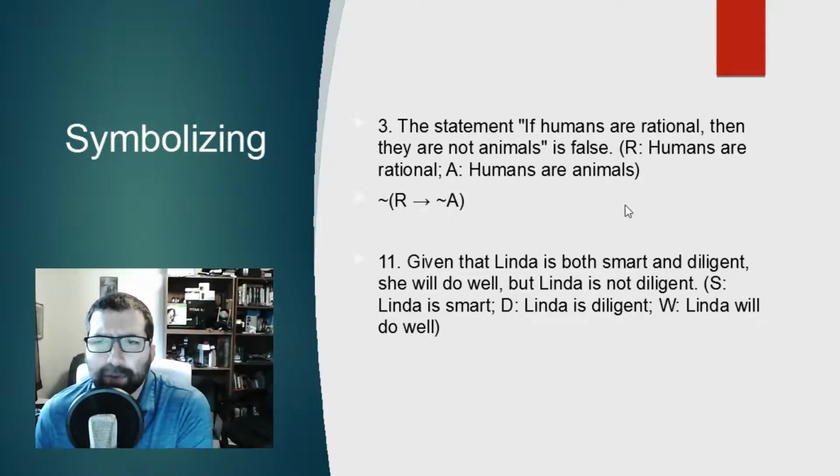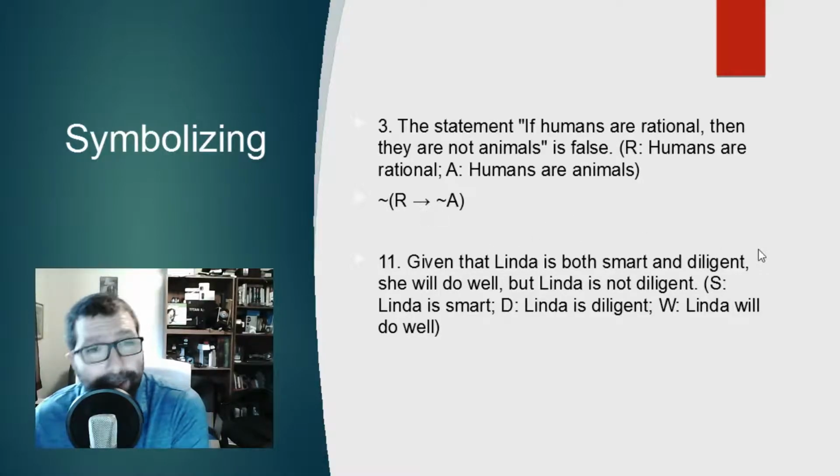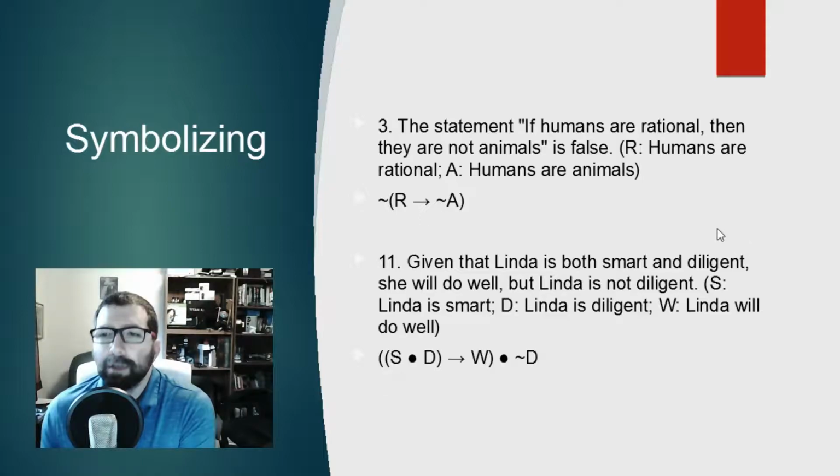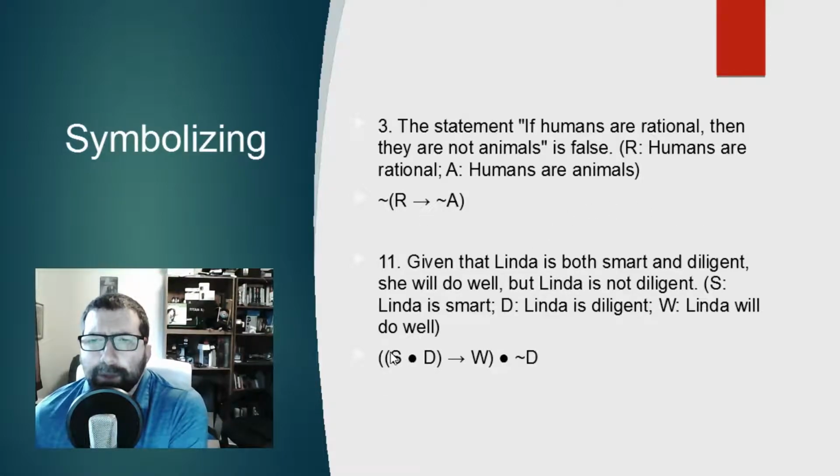Let's do the same thing with number 11 here. Given that Linda is both smart and diligent, she will do well, but Linda is not diligent. So this one's a little bit more complicated. Given that Linda is both smart and diligent, then she will do well. All right, so this is one statement here. There's one part of it. Given that Linda is both smart and diligent, then she'll do well.